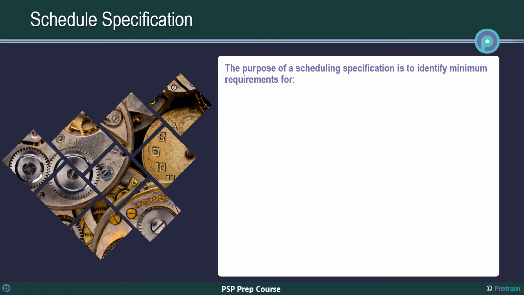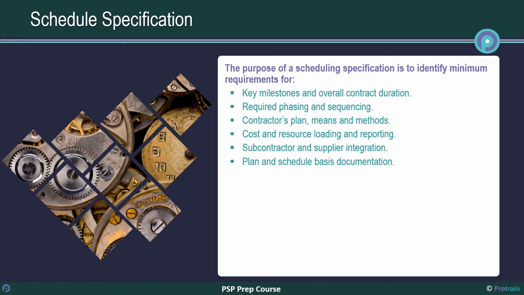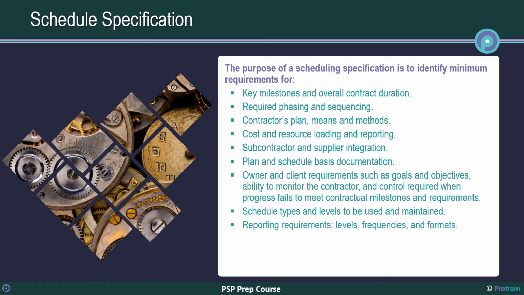The purpose of a scheduling specification is to identify minimum requirements for key milestones and overall contract duration, required phasing and sequencing, contractor's plan, means and methods, cost and resource loading and reporting, subcontractor and supplier integration, plan and schedule basis documentation, owner and client requirements such as goals and objectives, ability to monitor the contractor, and control required when progress fails to meet contractual milestones and requirements. Schedule types and levels to be used and maintained. Reporting requirements, levels, frequencies, and formats. Scheduling software programs that are allowed, preferred, or required.